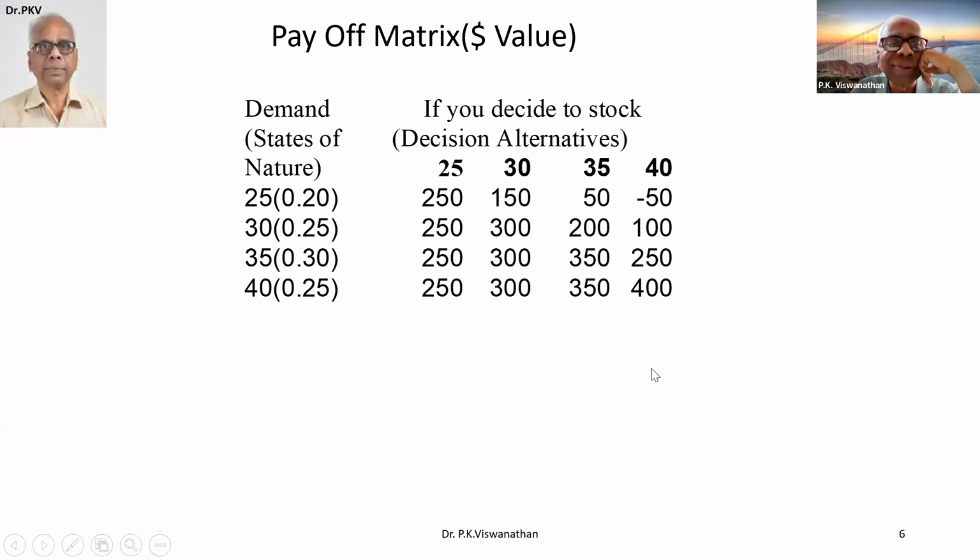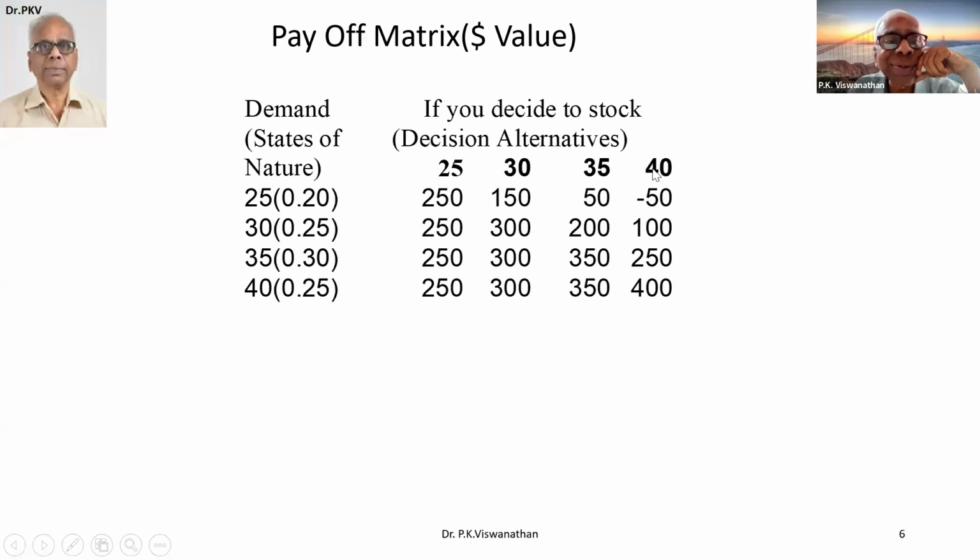Now when I come to 40 dozens, what happens? Demand is 25. I make $250, minus 15 dozens excess. 15 into 20 is 300. 250 minus 300 is minus 50, which is a loss of $50. Now 40 dozens is the stock level. 30 dozens is the demand. For 30 dozens, I make $300. 10 dozens excess, I lose $200. So 300 minus 200, it becomes $100.